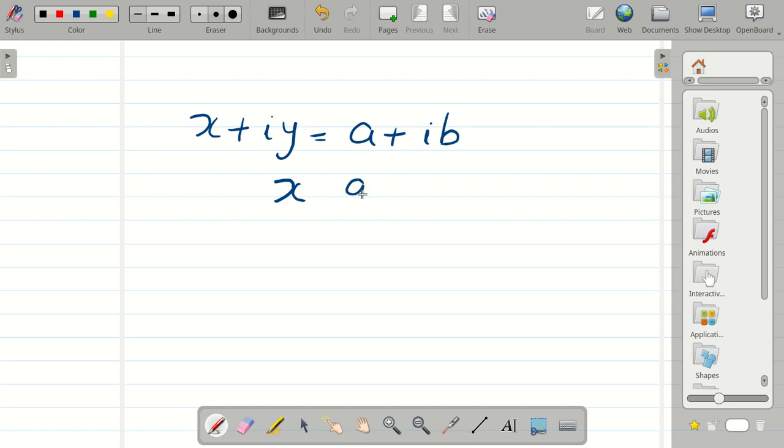Of course. So if two complex numbers are equal, then the real parts must be equal and the imaginary parts must be equal. So that's the equality of complex numbers. Okay, now let's move on to addition of complex numbers.